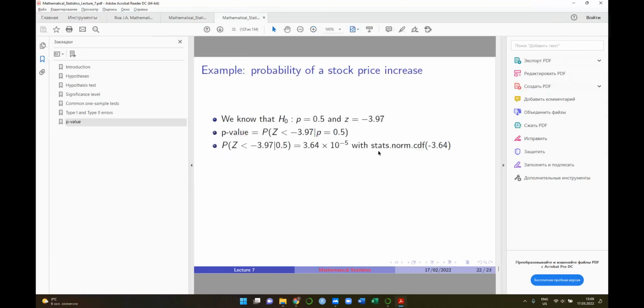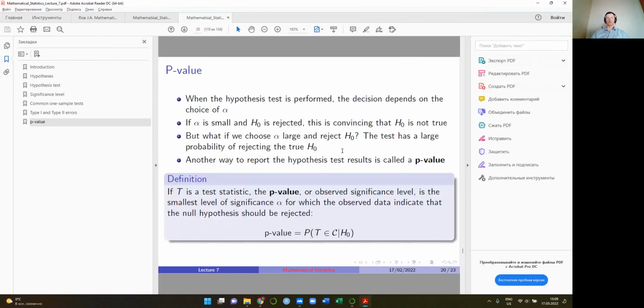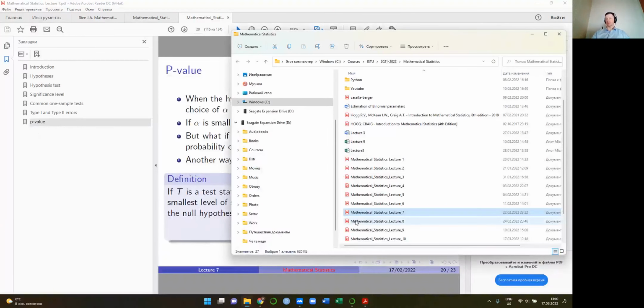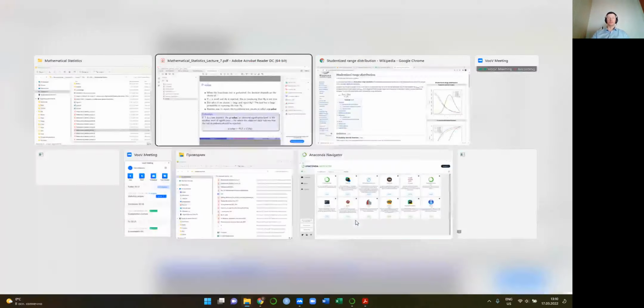Sure, it was here. Yes, so we discussed it here. So p-value is the observed significance level, the smallest level of significance for which the observed data indicate that the null hypothesis should be rejected. So basically, we compare this with alpha and reject if p-value is less than alpha.